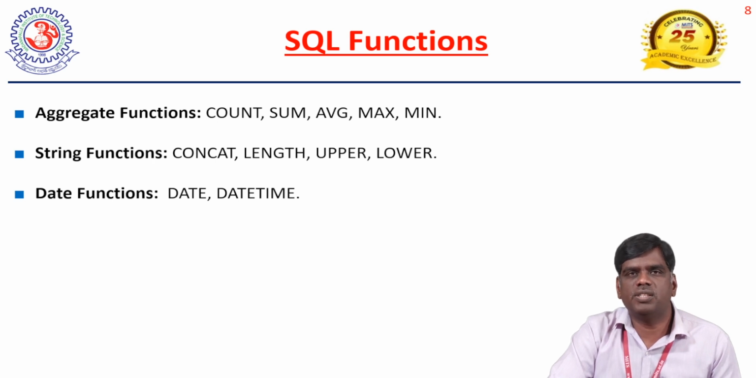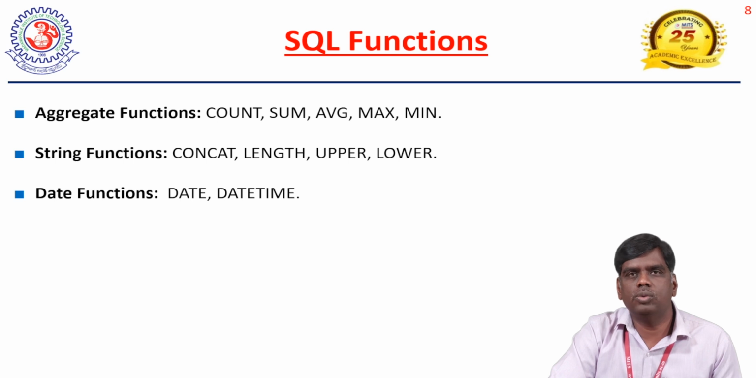We have some predefined string functions. When I have two columns, first name and last name, while getting the report we want to display first name and then last name combined as one. In that case, we can go for the concat string function. This will concatenate first name and then last name, and display it as a single column.